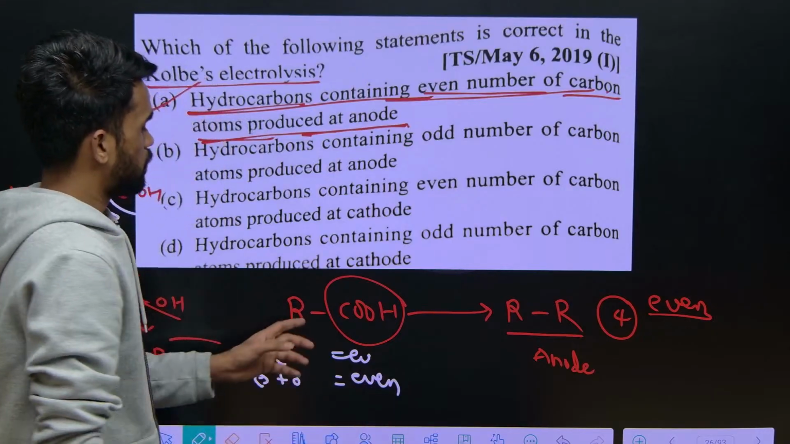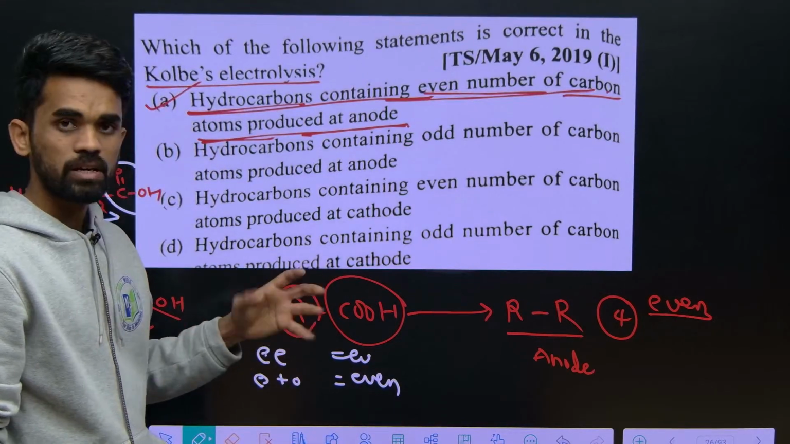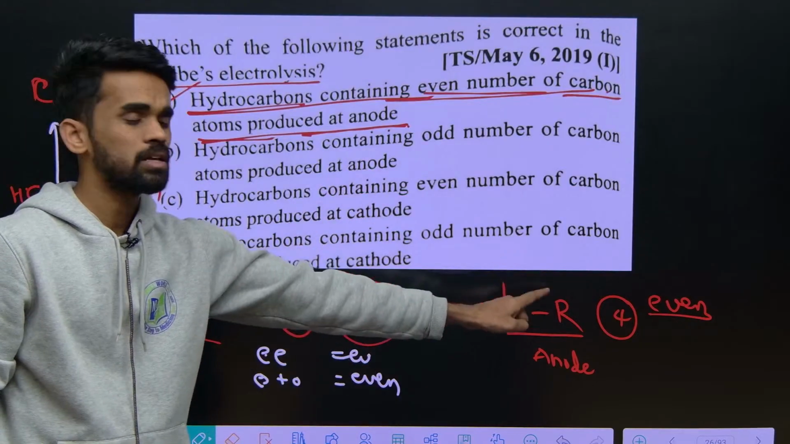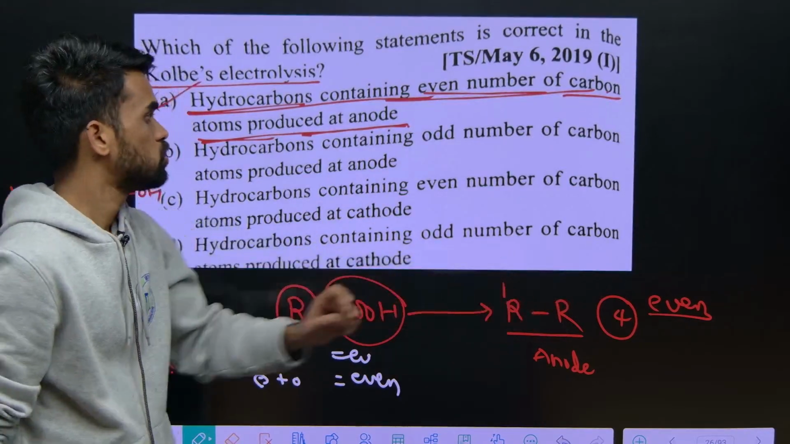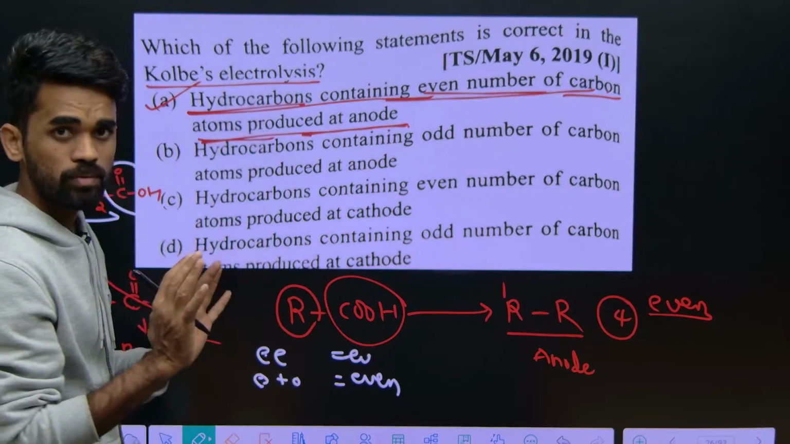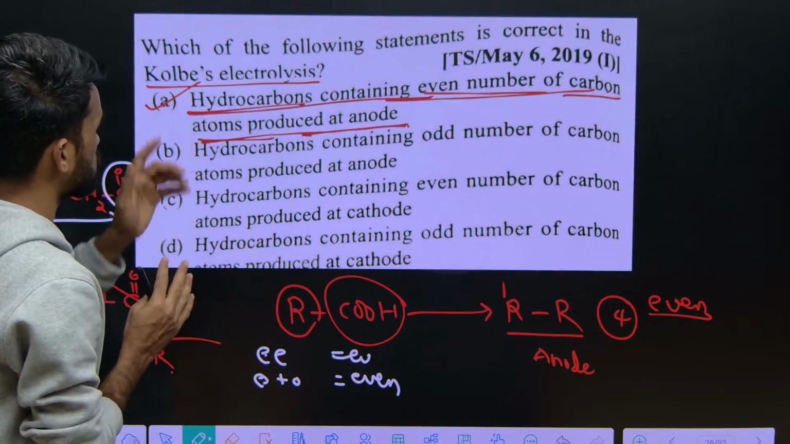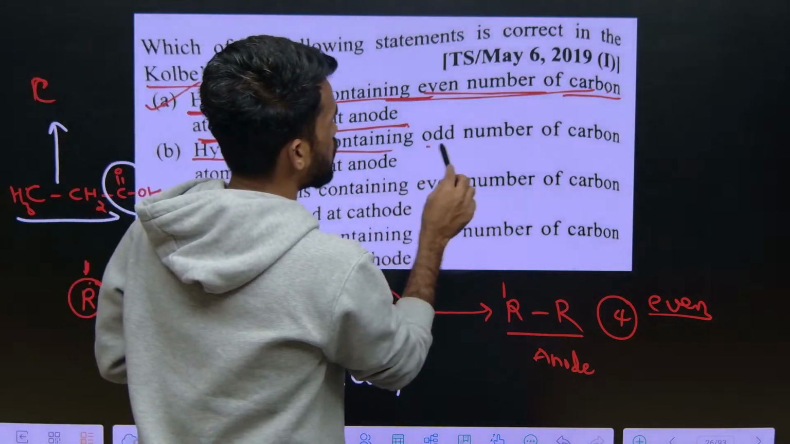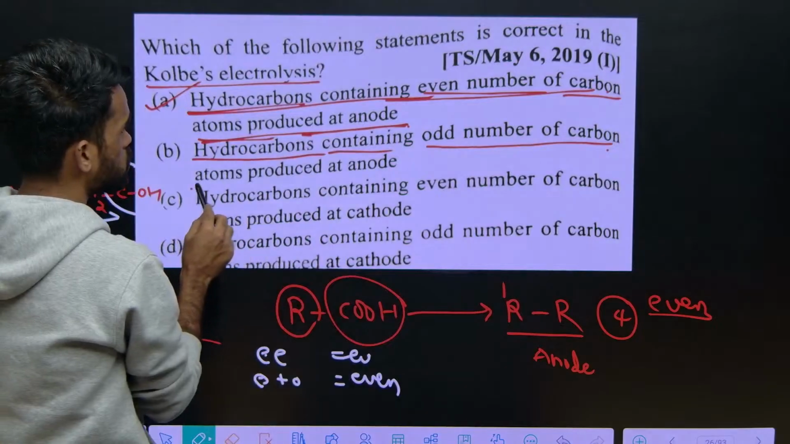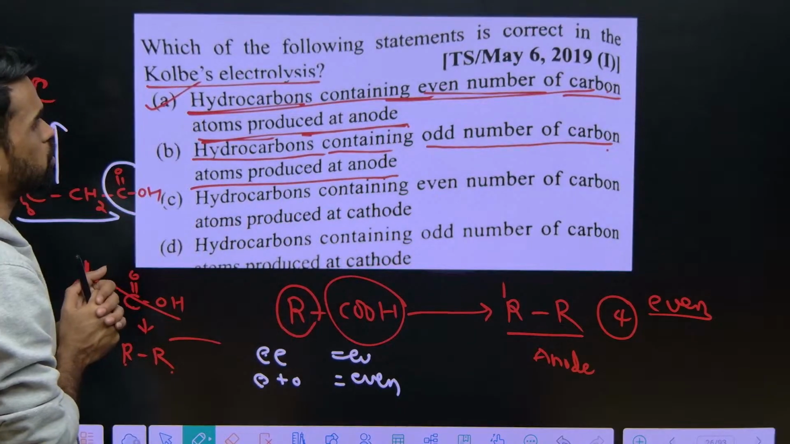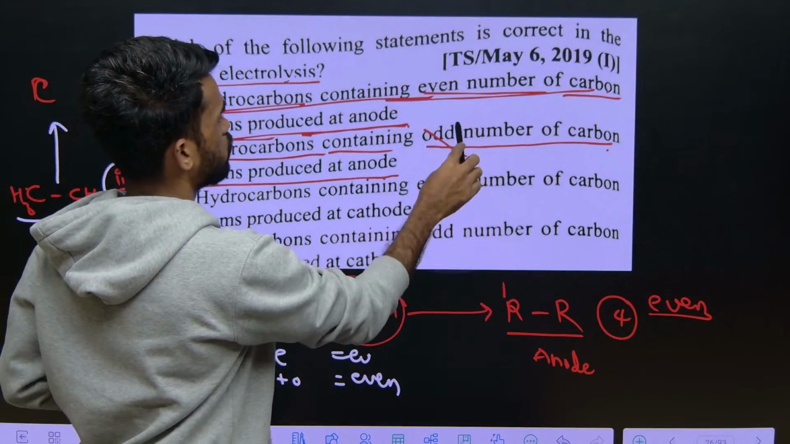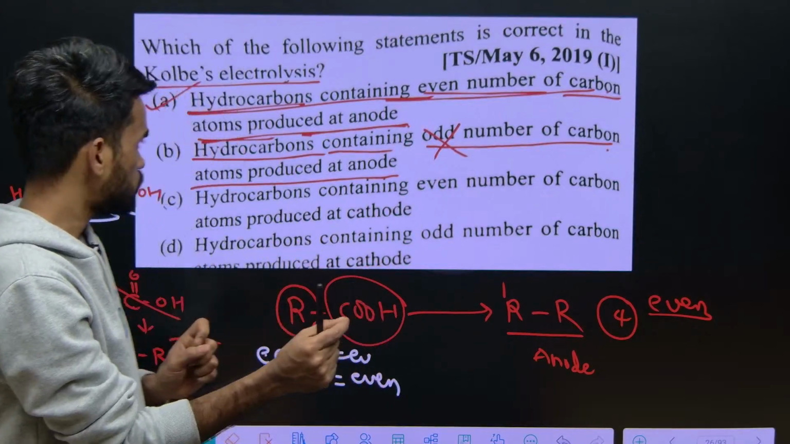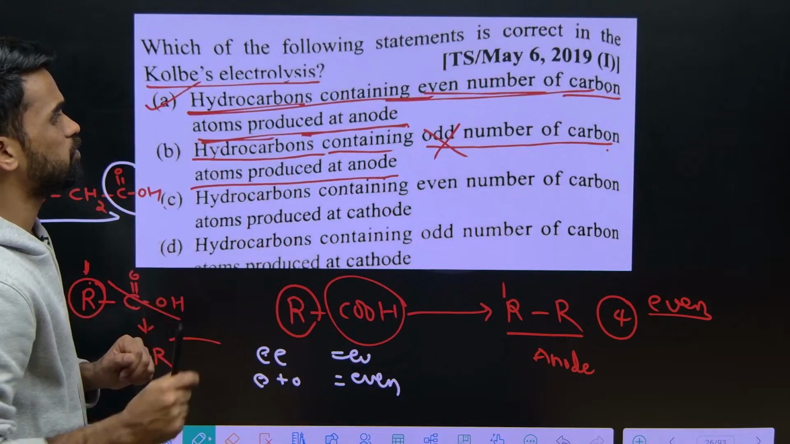That way, whatever the alkyl group might be, having 4 carbons or 5 carbons, upon summing you are going to get an even number only. So the first option is perfectly true. Okay, hope the discussion of the first option is clear. The next: hydrocarbons containing an odd number of carbon atoms are produced at the anode. No, this is incorrect. The hydrocarbon product is formed at the anode and it will have an even number of carbons only.